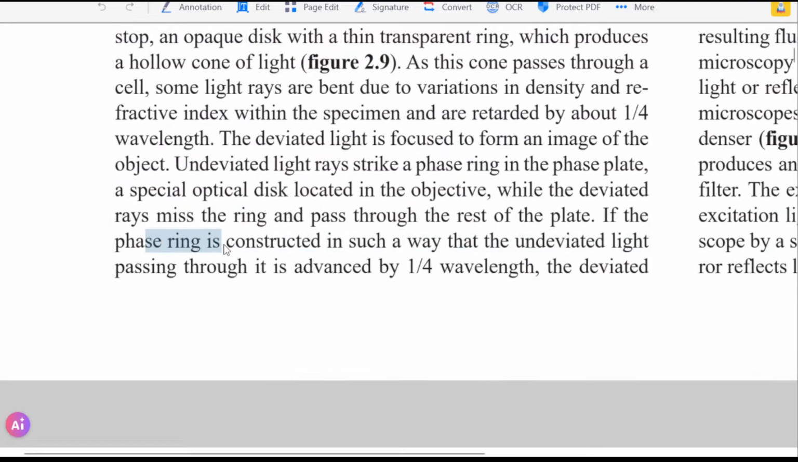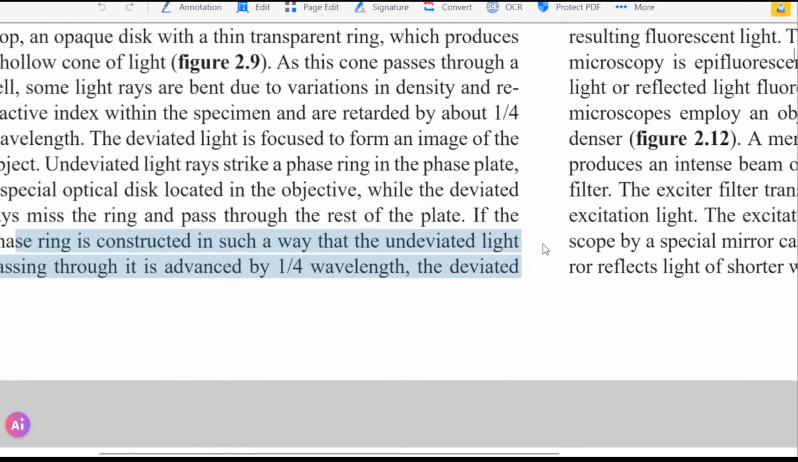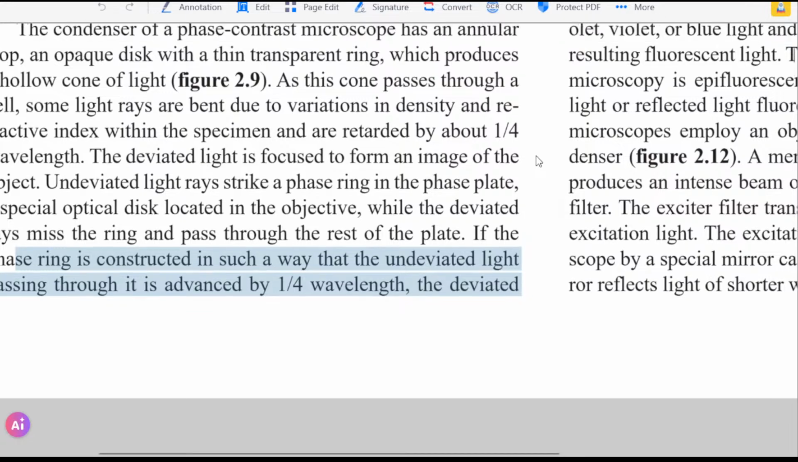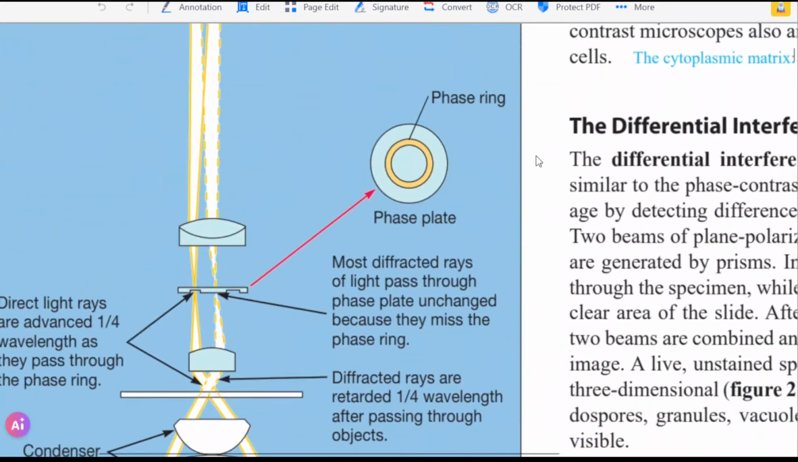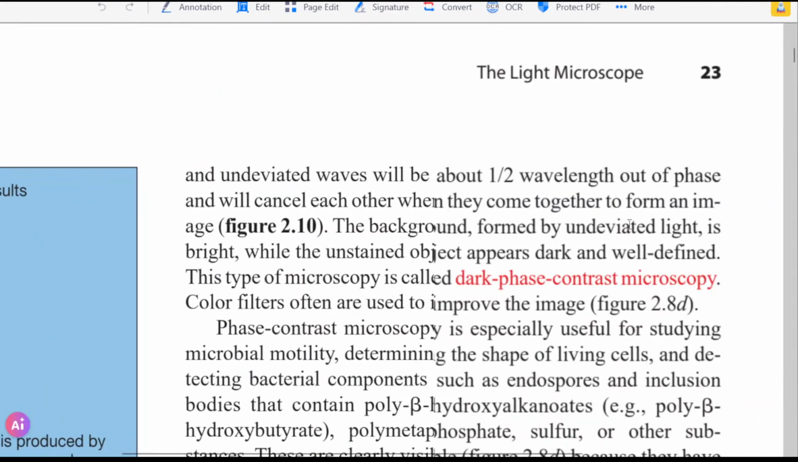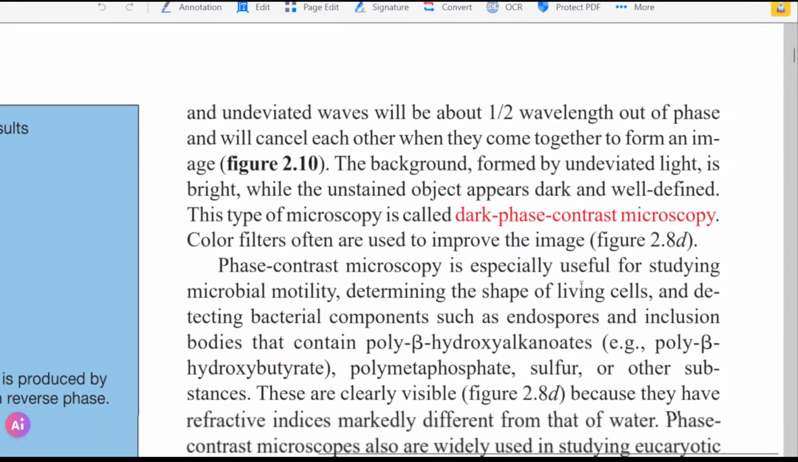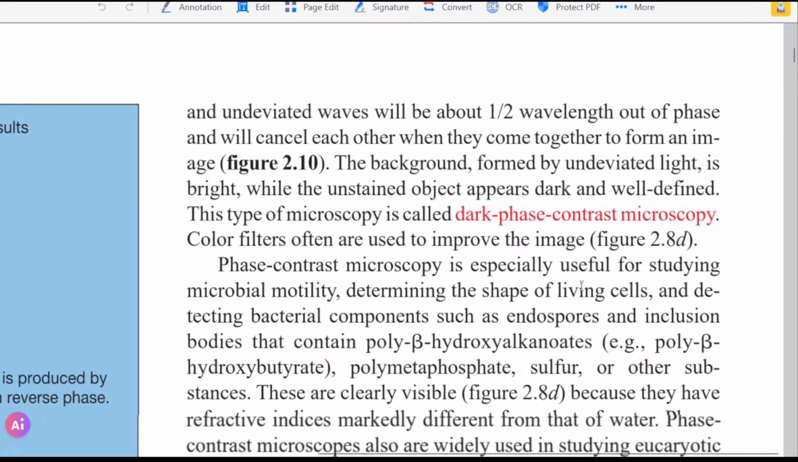If the phase ring is constructed in such a way that undeviated light passing through it is advanced by 1/4 wavelength, then the deviated and undeviated lights will be about 1/2 wavelength out of phase and will cancel each other when they come together to form an image.